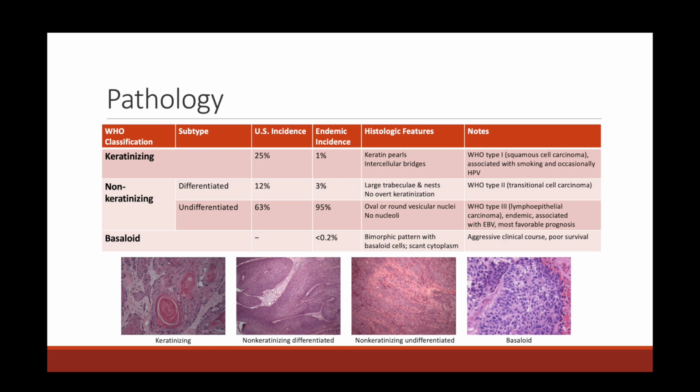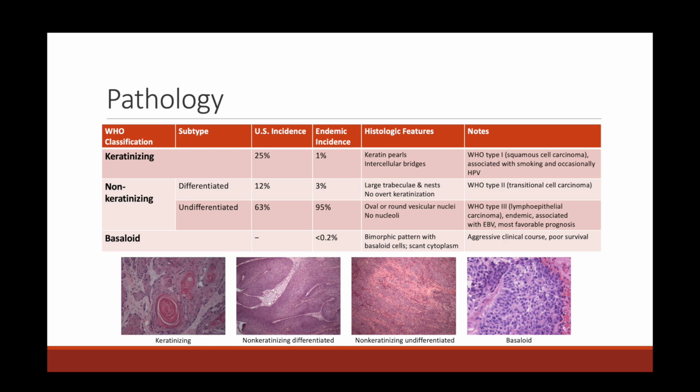So type 3, which is the non-keratinizing undifferentiated subtype, is also known as a lymphoepithelial carcinoma. And this is actually the histology that we see most prominently in endemic areas. And this is the histology that is associated with Epstein-Barr virus infection. It also has the most favorable prognosis. So WHO type 3 lymphoepithelial carcinoma is the non-keratinizing undifferentiated.